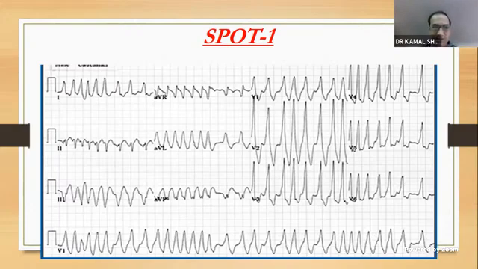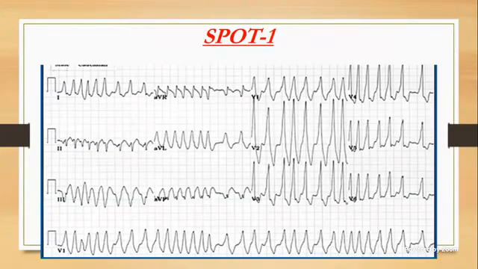So where is the axis now? So that's the problem. When you look at just lead 1 and AVF, you actually end up wrong. So this is a no man's land, right? This is the extreme left axis deviation. And that's why you need to actually be telling it.